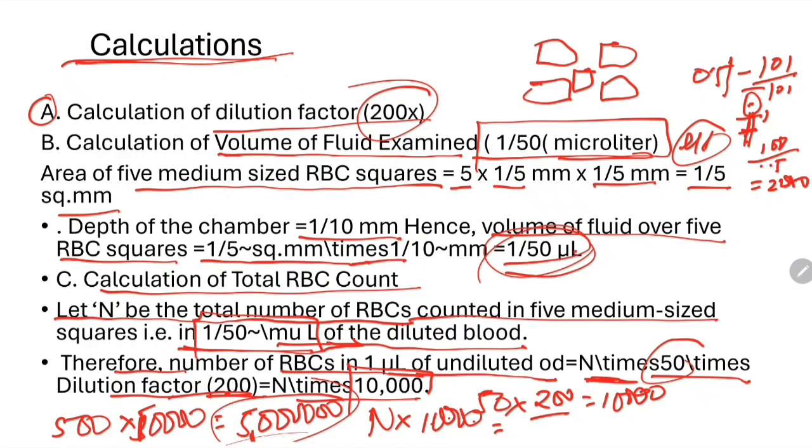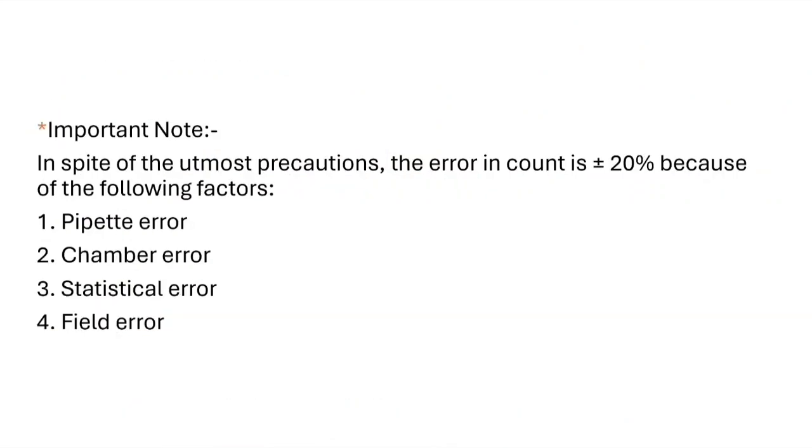And after that you have the discussion, whether the count is normal, high or low. If the total count is within 4.5 to 5.5 million, then the count is normal. If more than that, then you can say polycythemia, or less than that, then you can say anemia, or the count is low.